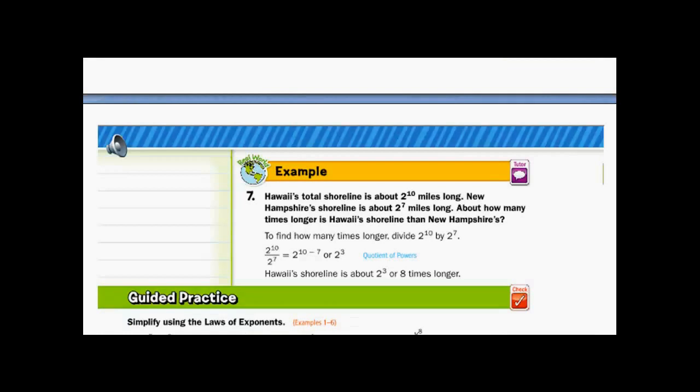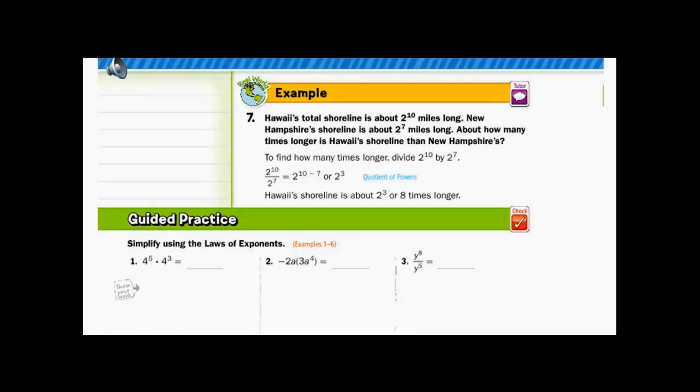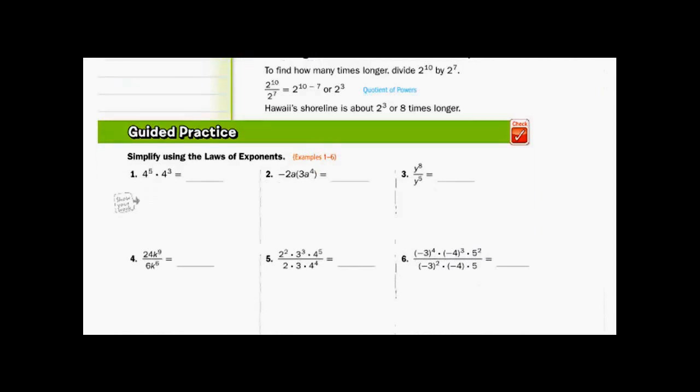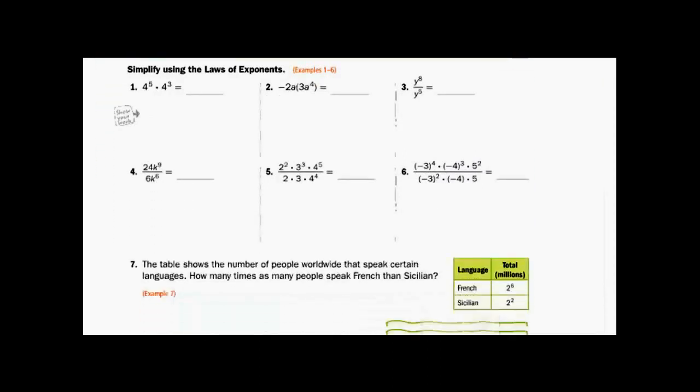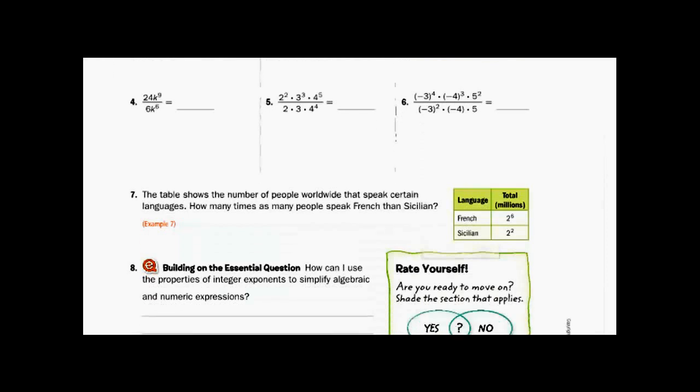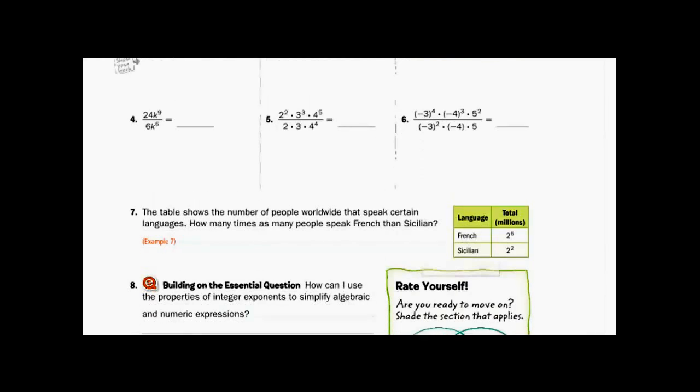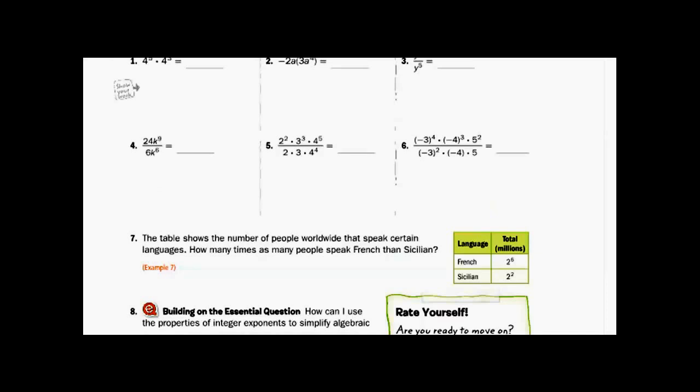All right, guided practice. Simplify using the laws of exponents. So number one, we are multiplying. And when you multiply like bases, yeah, see, talk to it too much, didn't I? That's what I get. Just like a kid, they'll prove you wrong every time. Well, my own kids anyway. Number one, 4 to the 5th times 4 cubed, adding exponents because I am multiplying, gives me 4 to the 8th. Number two, multiply my coefficients. -6, a to the 5th, because I've got a 1 right there.